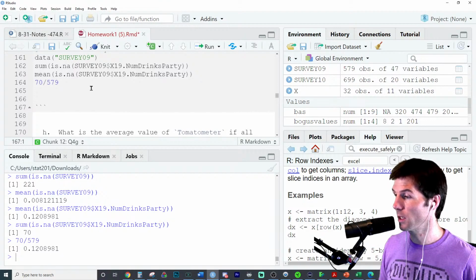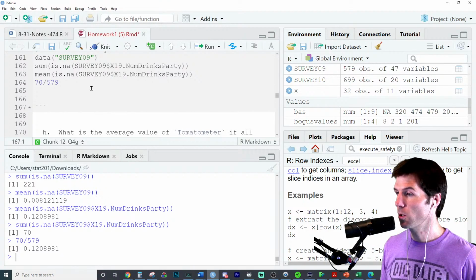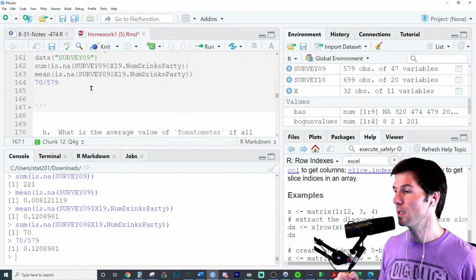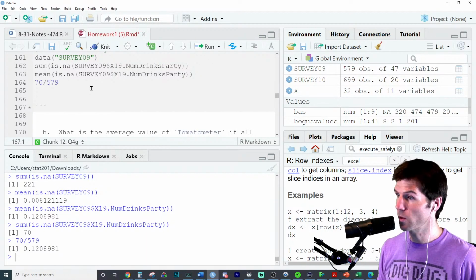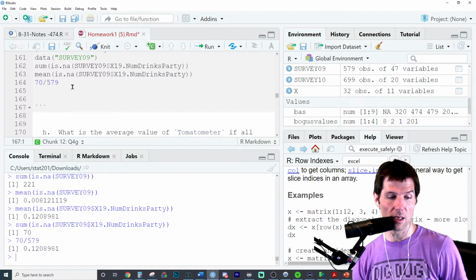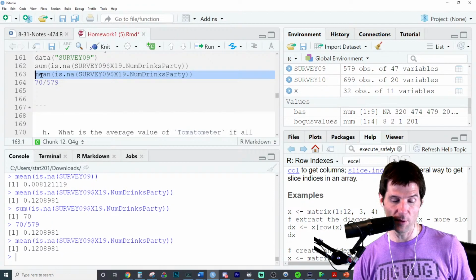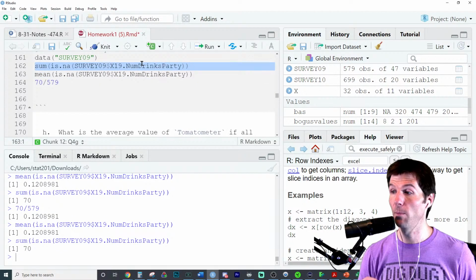If you look at the 201 things we just did, it's very similar. We could say 12.08% of the people did not answer the question, how many drinks would you have at a party? We're using is.na and putting it inside of mean to get the fraction. We can multiply it by 100 if we want, or we can use sum to find out how many.